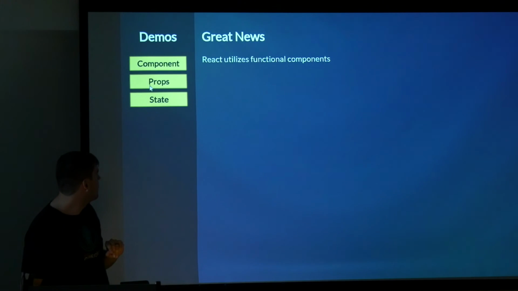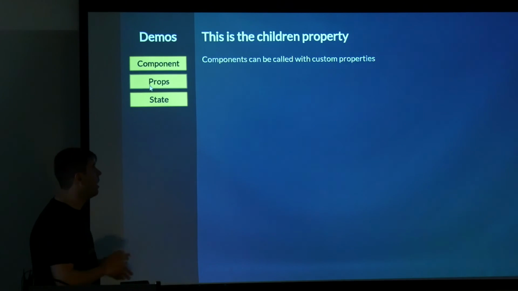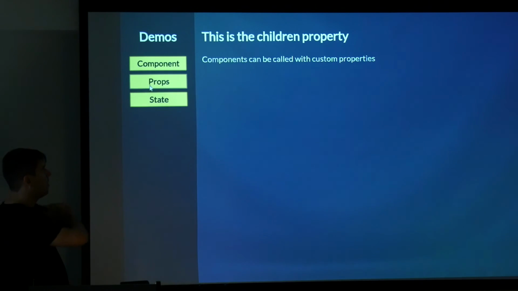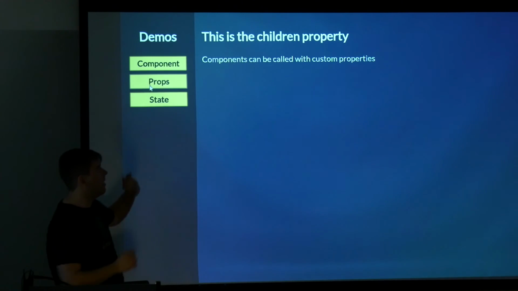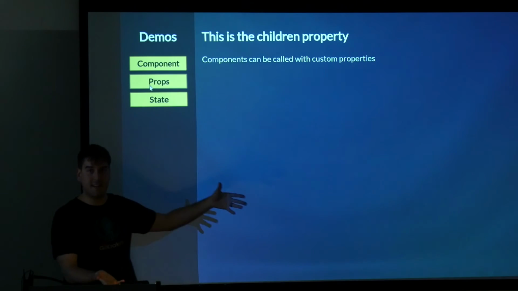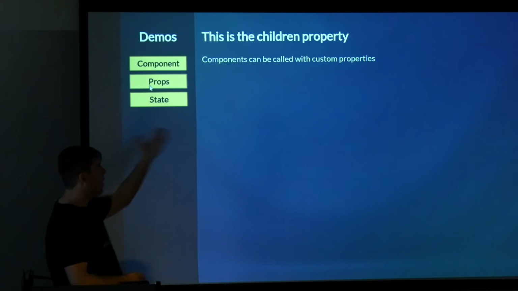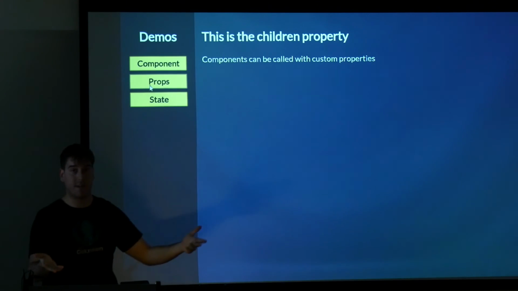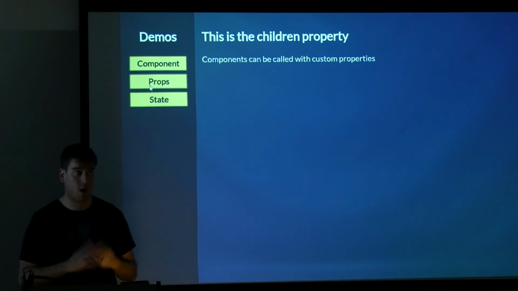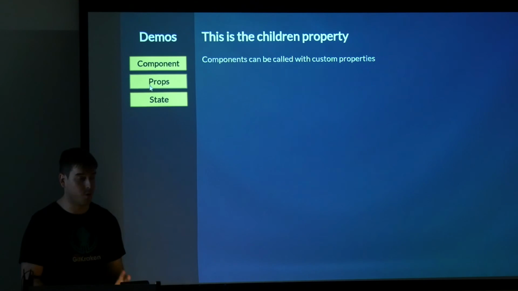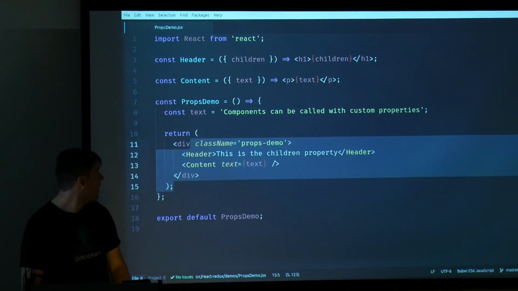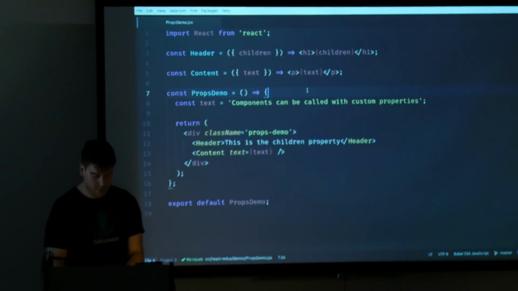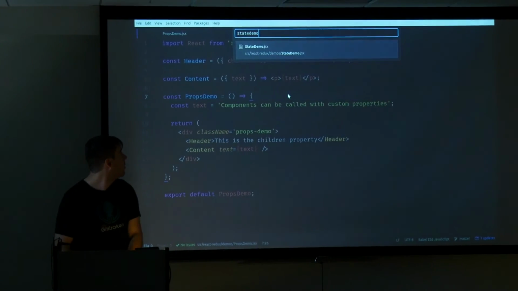And we're just going to head over to the props page. And so now we've updated. We're now looking at the children property. That's what we passed into our header. And components can be called with custom properties. And that's what we passed into our content component. All right, so that sums up the basics of properties in React. So let's move on to the state demo.